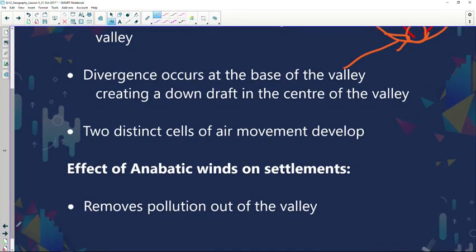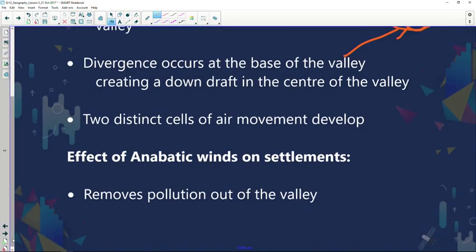Because what it does is, with the rising air, that rises upslope. Now, if you think of pollution, pollution is usually smoke, CO2 gases, and what does it do? With the adiabatic winds, it carries this pollution out of the valley area. It's quite vitally important, and it creates a healthier living space for the settlement.